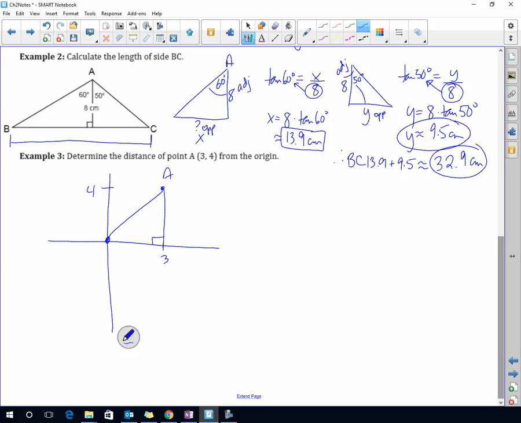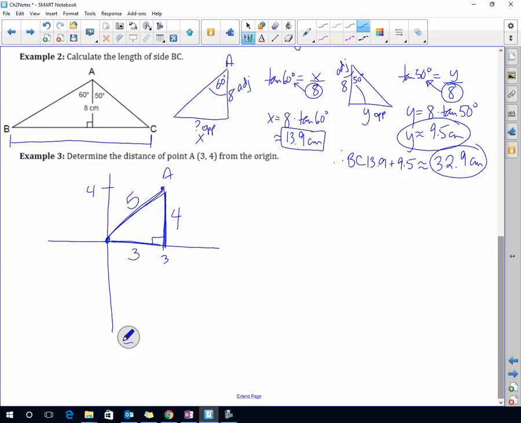But hopefully somewhere in your math career you realize this is what's a 3, 4, 5 triangle. Any 3, 4, 5 is what's called a Pythagorean triple. And there's others. Any multiple of 3, 4, 5 is another Pythagorean triple, like 6, 8, 10. But if you can memorize this, this makes your calculation quick.